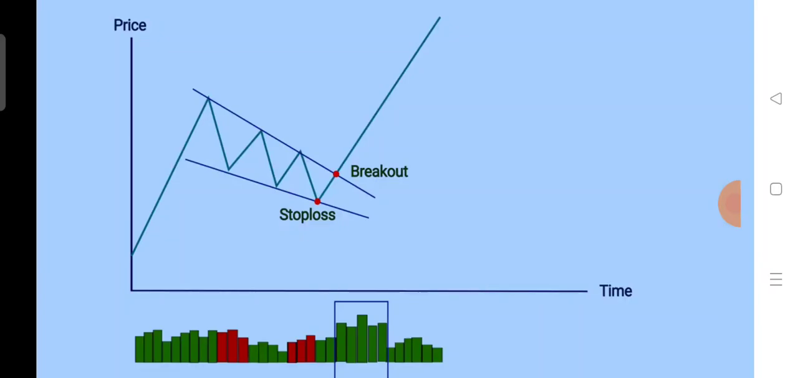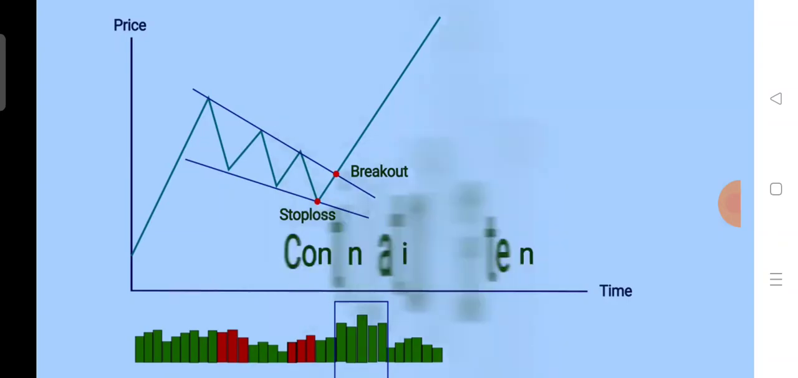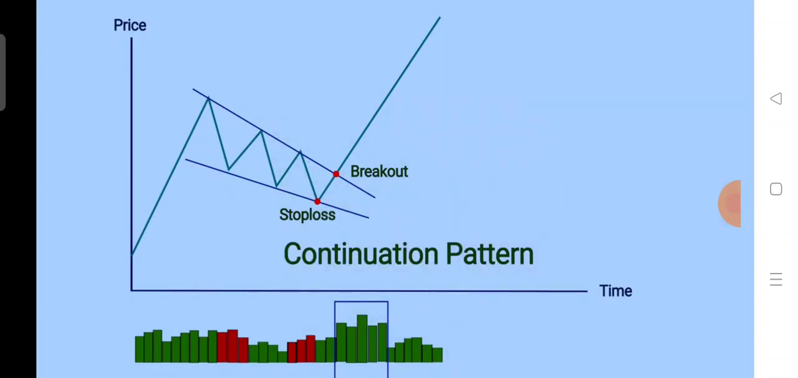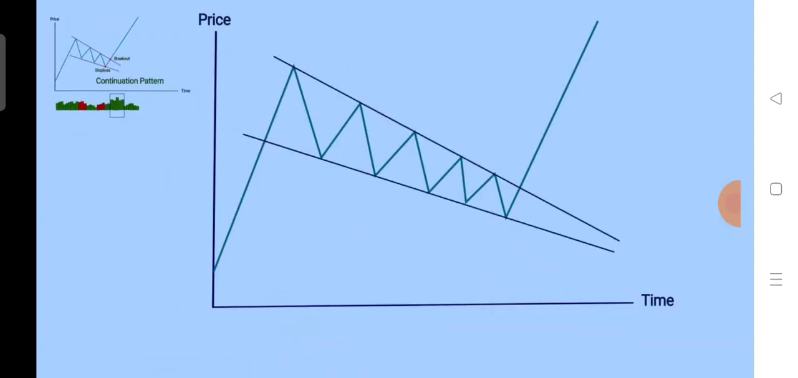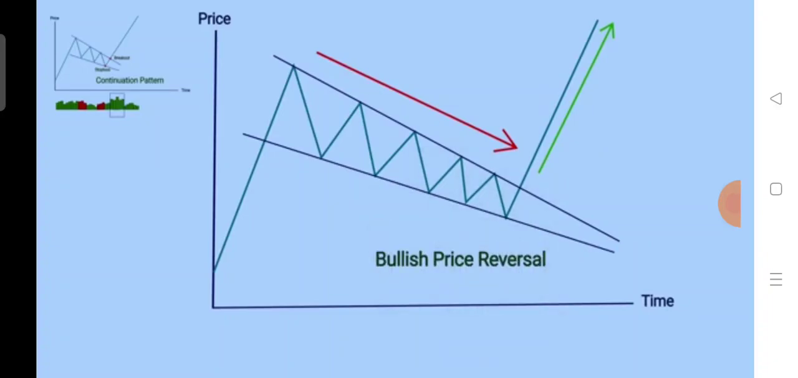Now, if the wedge is very insignificant compared to the previous uptrend and it doesn't correct that much, then we directly call it a continuation pattern. It is continuing the previous uptrend. On the contrary, if the wedge itself is very big, then the follow-up up move that happens, we call a fresh reversal. That is, earlier the downtrend was there in the form of a wedge, and now we are looking at a bullish price reversal.